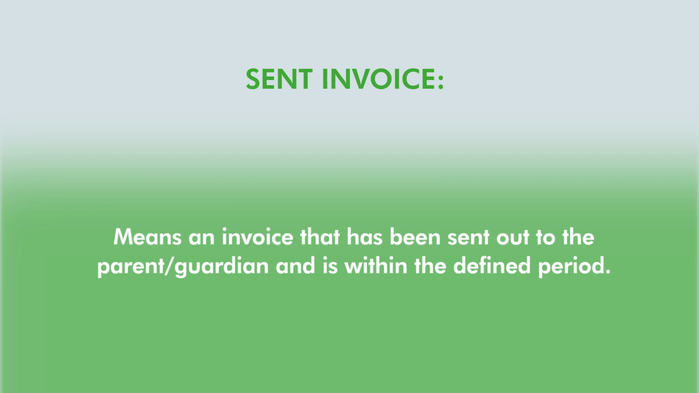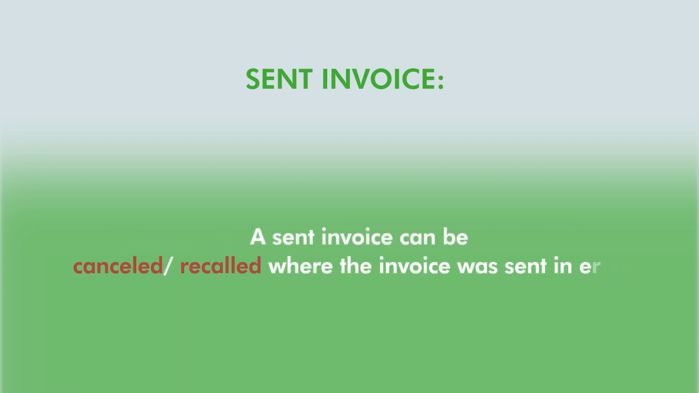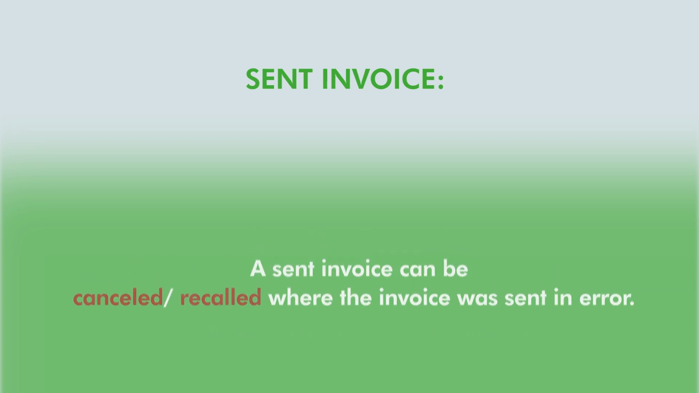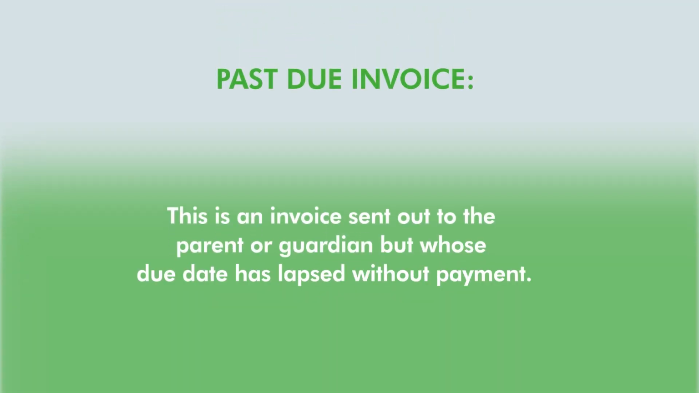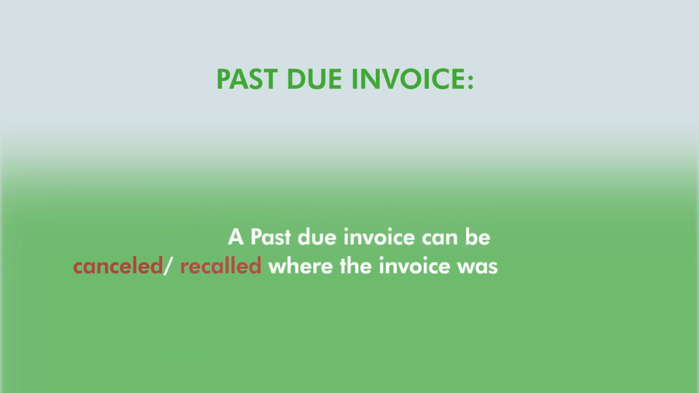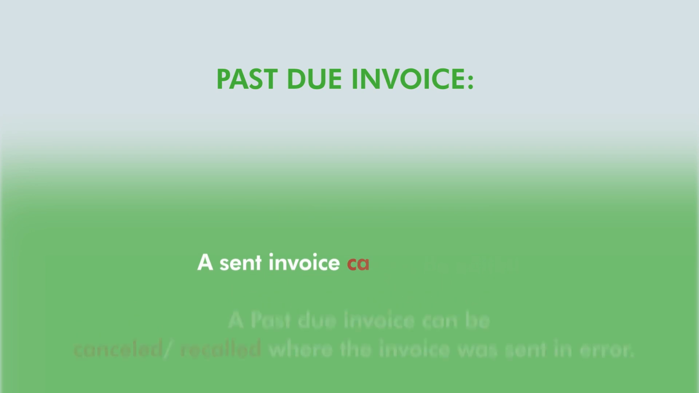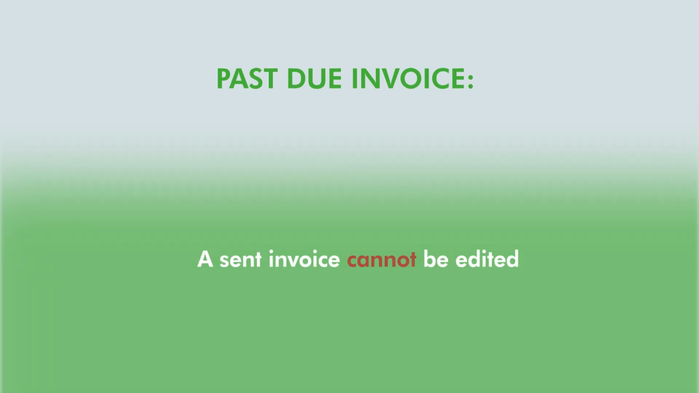2. Sent invoice means an invoice that has been sent out to the parent or guardian and is within the defined period. A sent invoice can be cancelled or recalled where the invoice was sent in error. A sent invoice cannot be edited. A sent invoice can be archived. 3. Past due invoice. This is an invoice sent out to the parent or guardian but whose due date has lapsed without payment. A past due invoice can be cancelled or recalled where the invoice was sent in error.